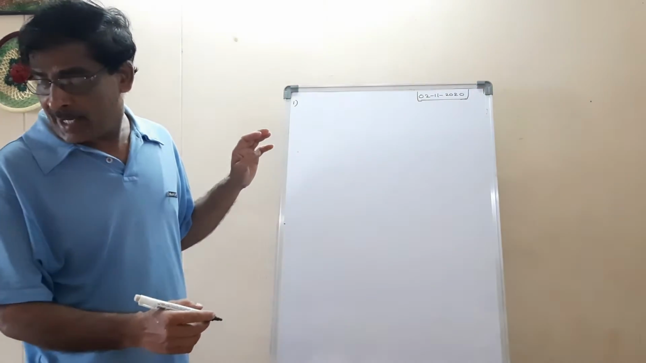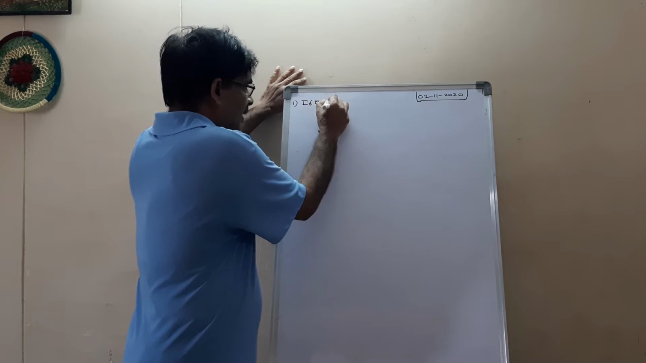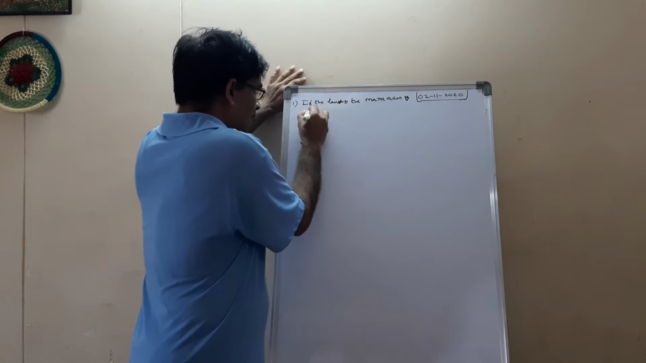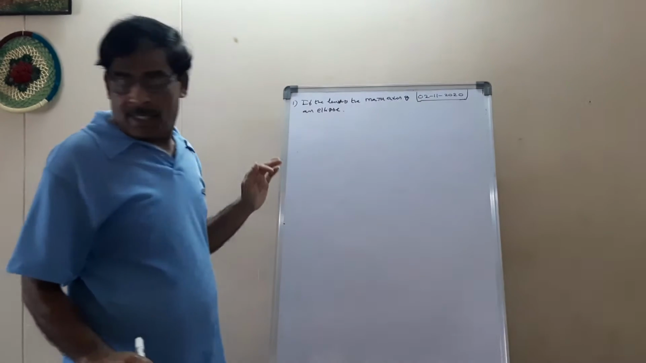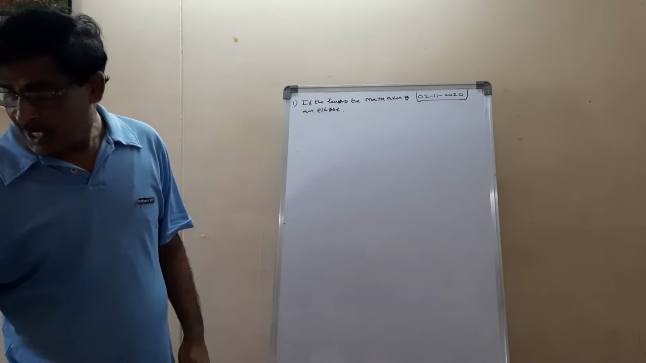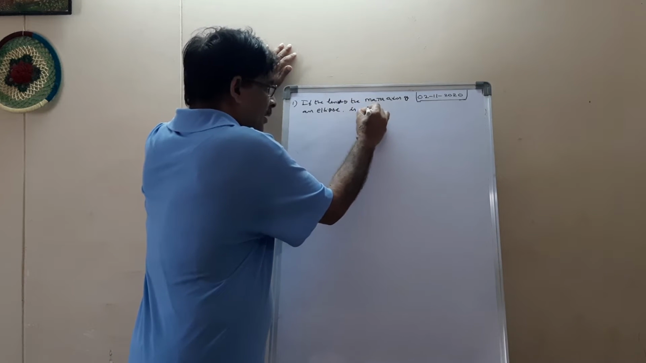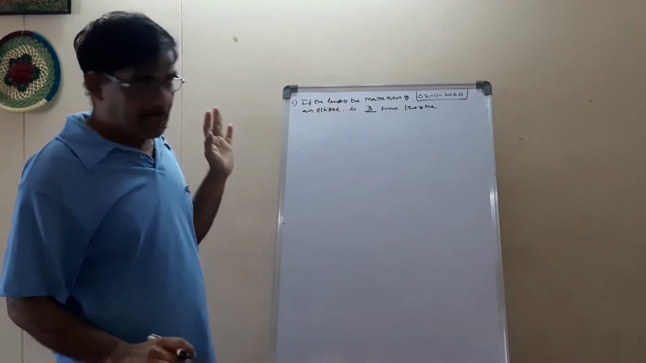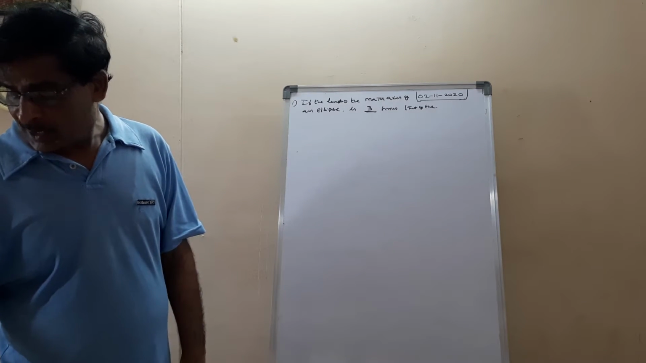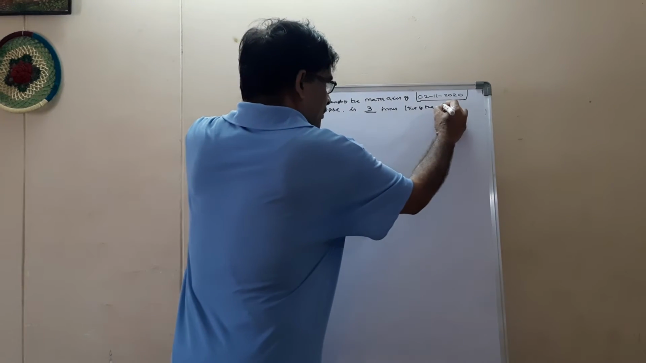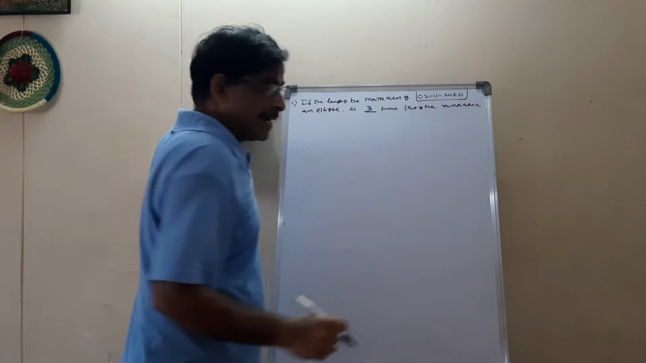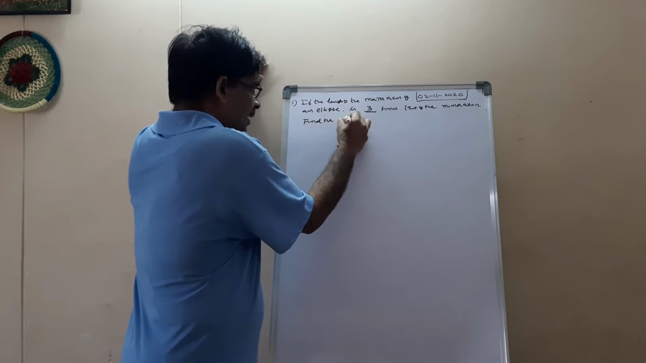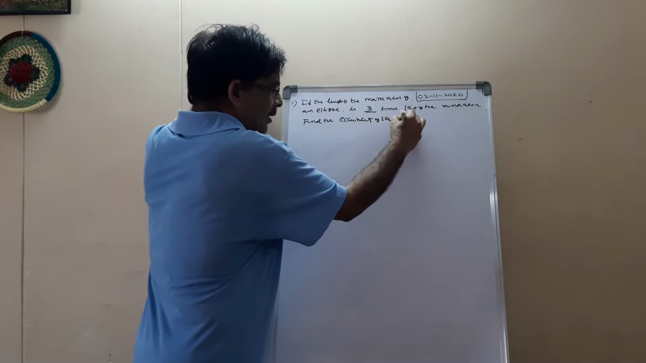If the length of the major axis of an ellipse is 3 times its minor axis, find the eccentricity of the ellipse.